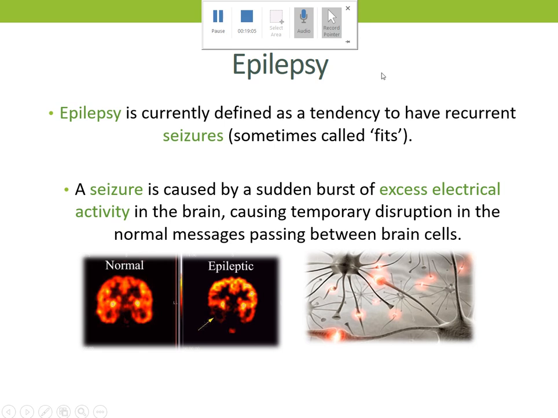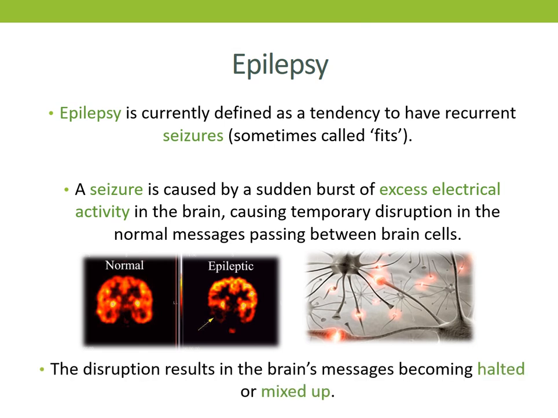So what's happening in the typical brain is that every time you do something, an electrical signal is firing, even if it's a thought reminding you to breathe, your heart rate changes, all of that begins as an electrical signal being passed between brain cells. And so what's happening in the brain of somebody with epilepsy is that they're firing too many signals at once, and these signals can become confused. And this is what essentially causes that seizure, is this excess of electrical activity. So there's too much electrical activity at once. Okay, so this disruption results in the brain's messages becoming halted or mixed up. Okay, and then this can lead to a physical seizure in some way. Okay, and there's different types of seizures, which I'm sure some of you probably know.